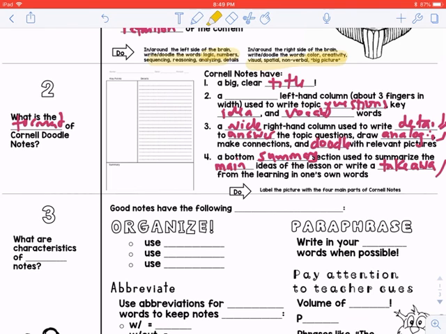And so here we're going to also see another do part. You're going to label the picture right here with the 4 main parts of the Cornell notes. So we'll start with the first part. This is our narrow part. This is where we have our main ideas and our wide notes. And then right here, that's going to be our summarize portion.